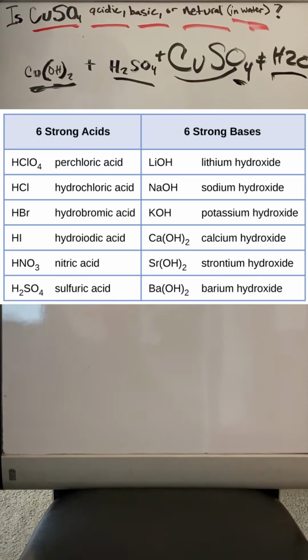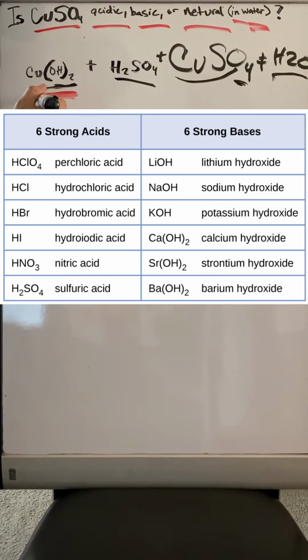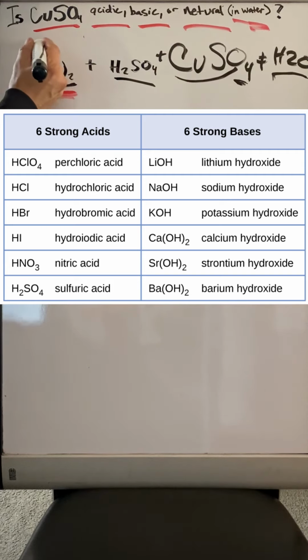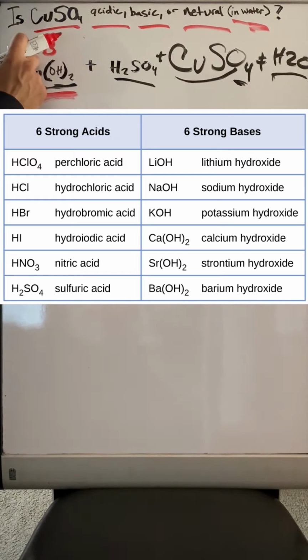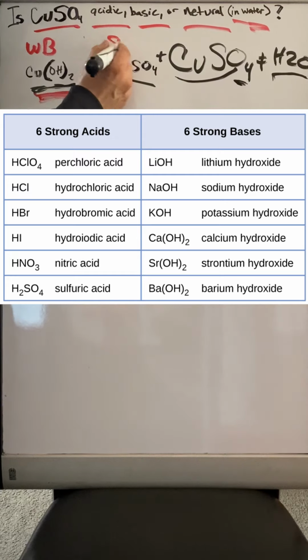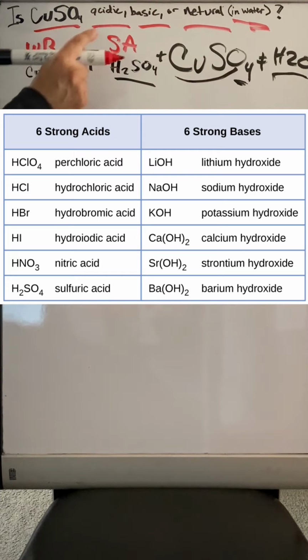First thing we've got to figure out is if our bases and our acids are strong. So we look at this chart I put up on the screen, and we have 6 strong bases and 6 strong acids represented here. Copper hydroxide, copper(II) hydroxide, is going to be a base, because the copper is a metal. It's not on the list of strong bases, so we're going to consider this a weak base. Then you look down here at strong acids, and on the very bottom we have sulfuric acid. So this is a strong acid.